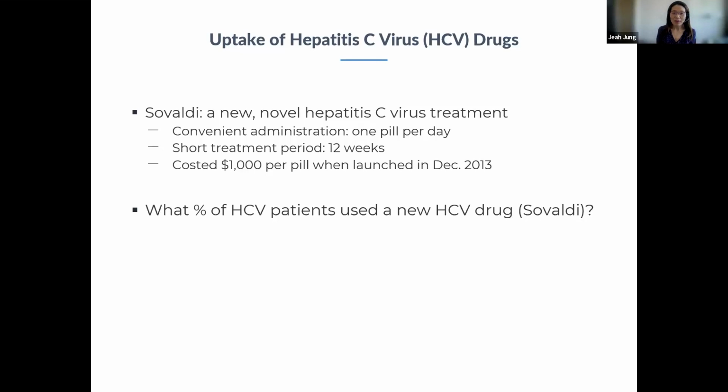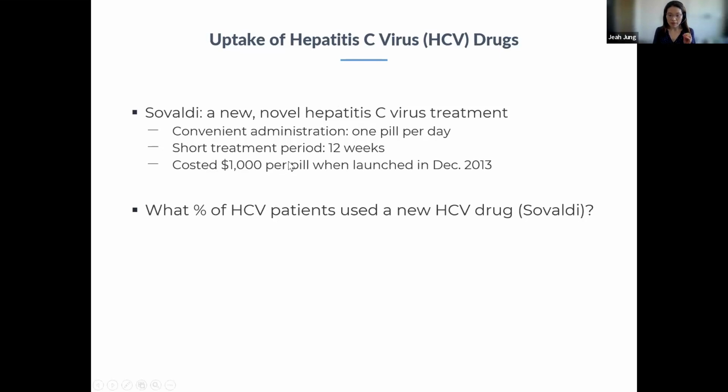So they required 48 weeks of a treatment period, and I think it was subcutaneous, so they have to actually inject the drugs. But Sovaldi came out, and it really has very nice novel characteristics, as this was an oral agent. So patients will simply take just one pill per day. That's convenient administration, and the treatment period was only 12 weeks.